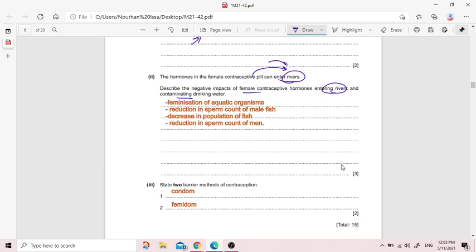How is this? Feminization of the aquatic organisms. These hormones affect the male fish. It reduces the sperm count of the male fish and so decreases the population of fish or aquatic organisms in general. But what about when the hormones contaminate the drinking water? Not only the fish will be affected, but there will also be a reduction in the sperm count of human males.